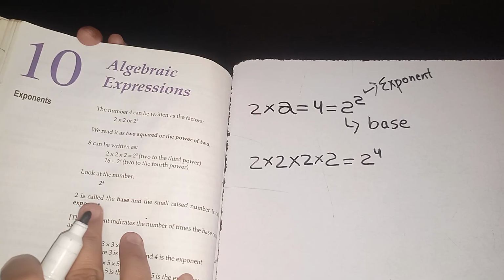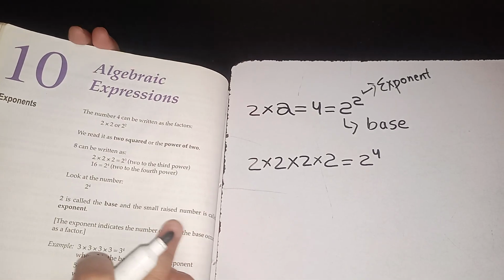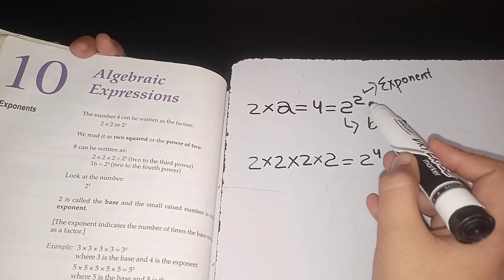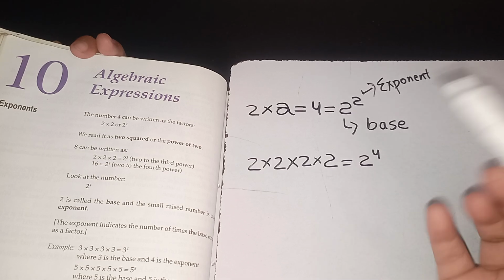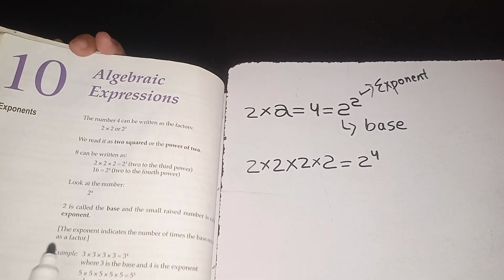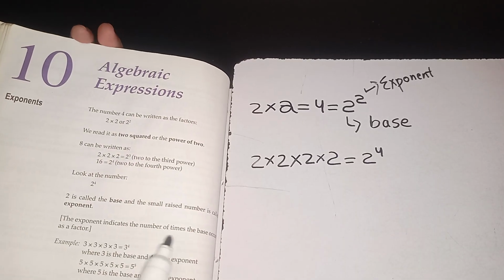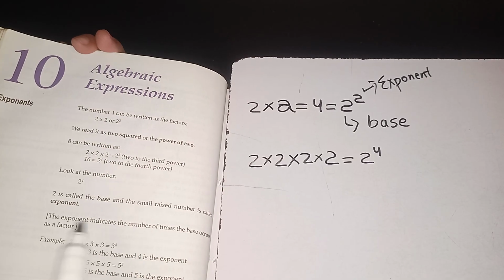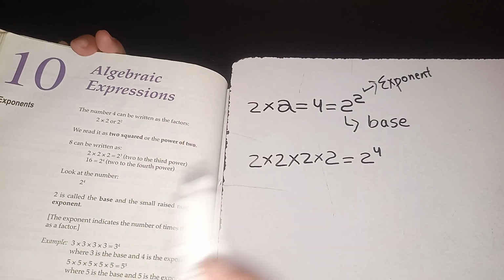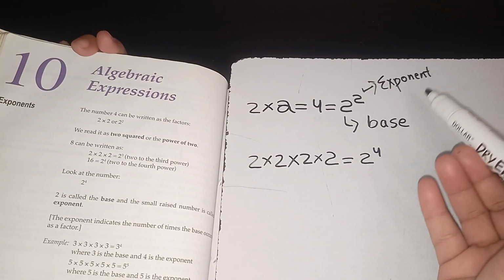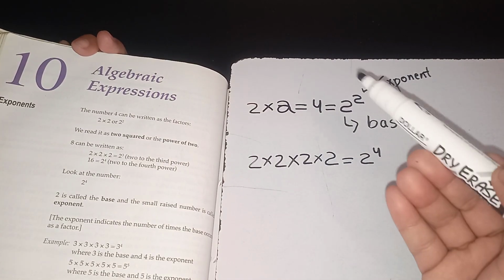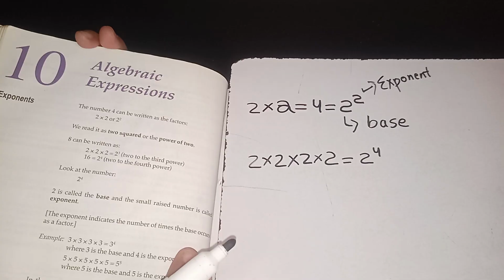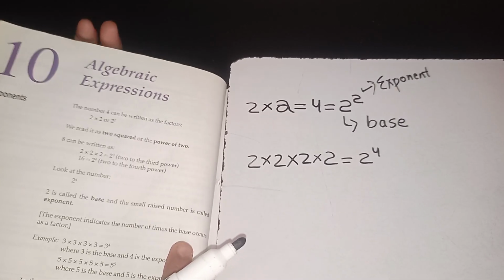Here it is written, 2 is called the base and the small raised number is called the exponent. What is the small raised number? Just like here, in this example it is 4, it may be 2 power 3. The exponent indicates the number of times the base occurs as a factor. That means how many times a particular number is multiplied or repeated.